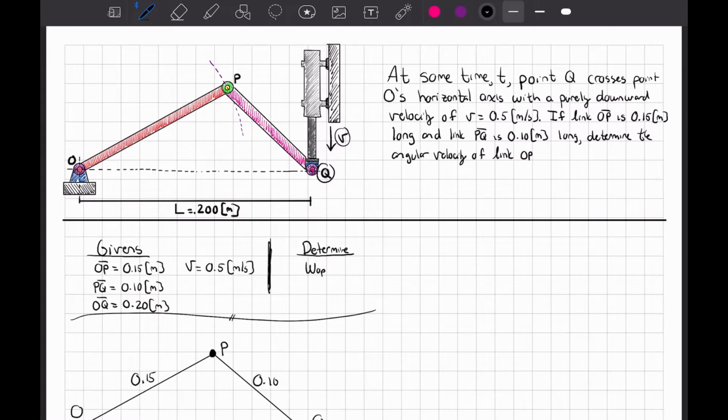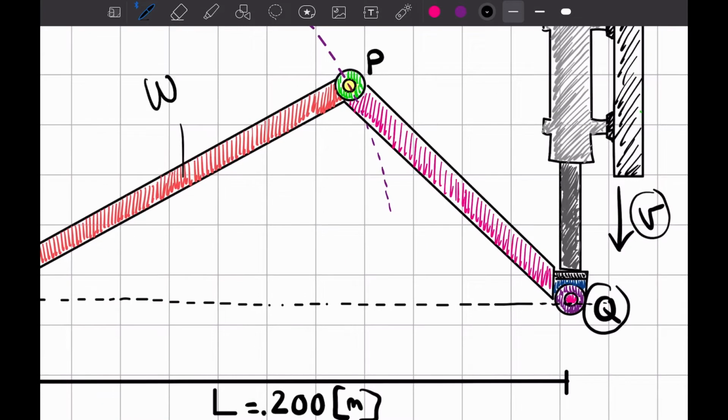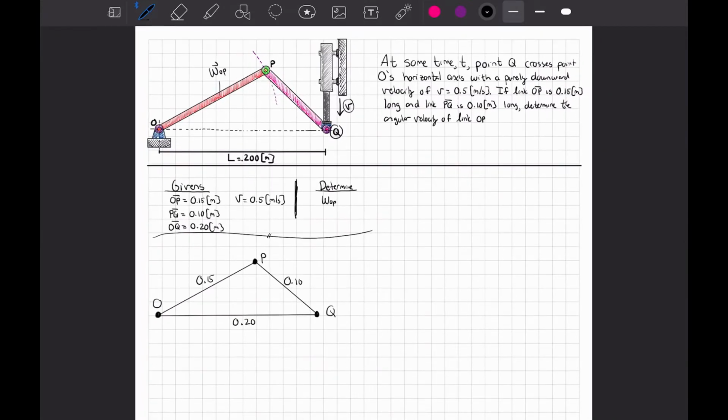If link OP is 0.15 meters long and link PQ is 0.1 meters long, they want us to determine the angular velocity of link OP. So this orange one here. So yeah, they want what's omega OP? And then we'll give it the vector sign just in case.